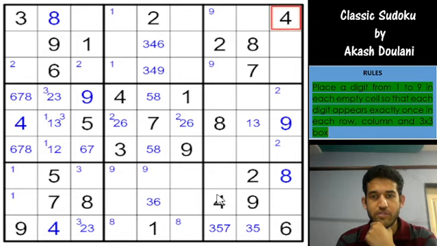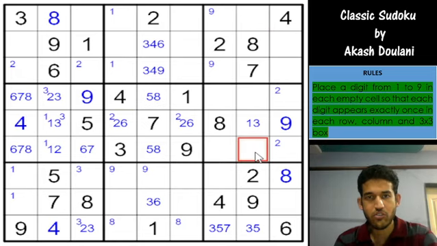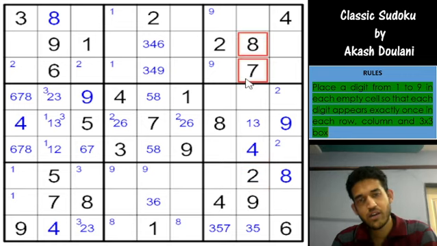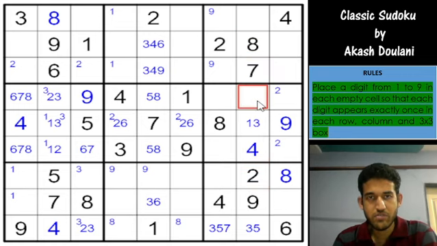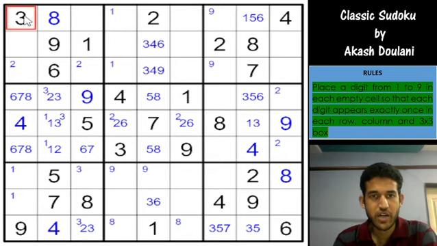Okay, columns 7 and 9 have a 4 each, and you can't have 4 in row 4, so that gives me 4 here. 2, 4, 9, 7 and 8. Remaining digits are 1, 3, 5, 6. So this would be 3, 5, 6, and this would be 1, 5, 6 because you can't have 3 there.